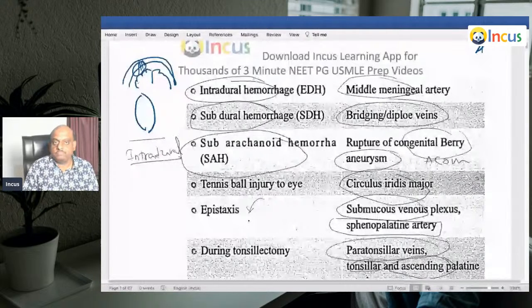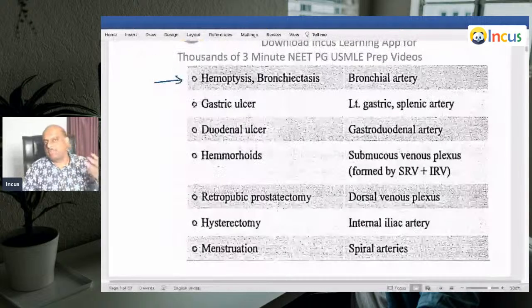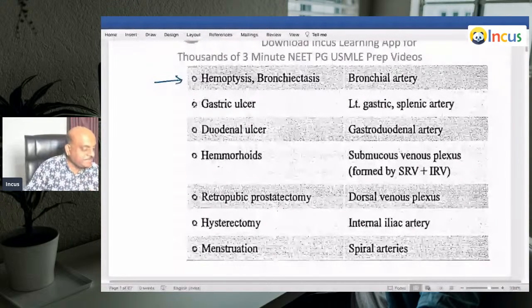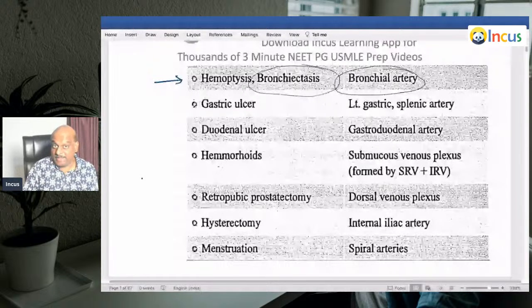Now, whenever there is any hemoptysis or bronchiectasis, you get bleeding. One of the commonest questions asked by the examiner is, what is the source of bleeding? It is the bronchial artery. Whenever there is bleeding in a gastric ulcer, it is the left gastric artery and the splenic artery which is the source. Whereas for the duodenal ulcer, whenever it bleeds, it is the gastroduodenal artery which is the source. Hemorrhoids can bleed. It is the submucous venous plexus which is the source of the bleeding.